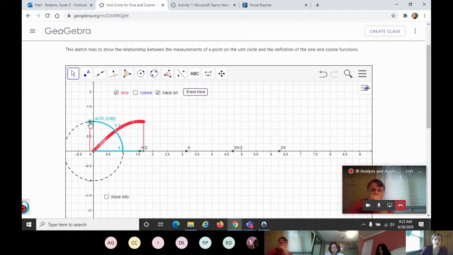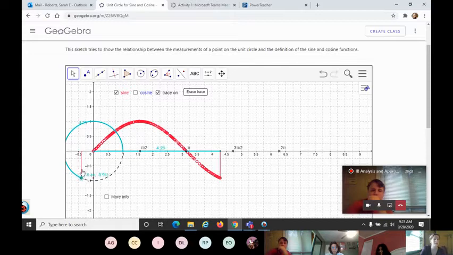We continue going around. Now our y values are turning into less than 1. And you can see this little red line is vertical the whole time. So it's tracing out, it's parallel to, and it's the same height as this red line. And so we're tracing out the y values as we go all the way around the unit circle.